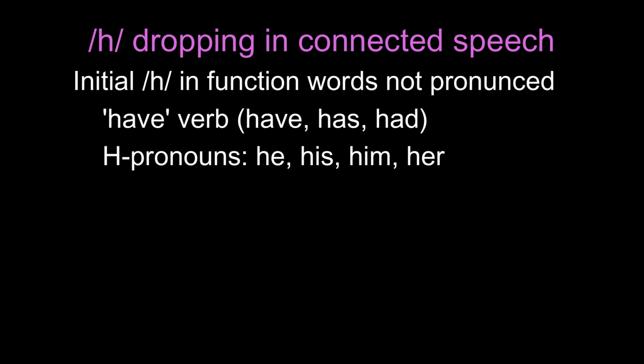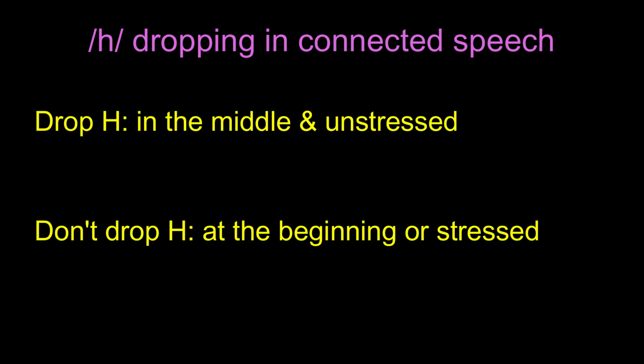Initial h is dropped, not pronounced, from function words in certain situations. Examples of H function words are forms of the have verb, have, has, had, and pronouns that begin with H, he, his, him, her. The situation that allows the H dropping is when these words are in the middle of a sentence and unstressed. If they are stressed, for example, for emphasis or contrast, or if they begin a sentence, the H is not dropped.